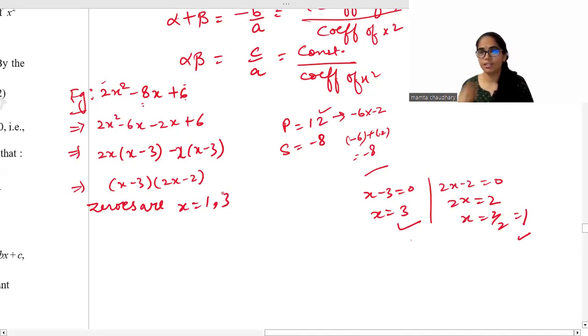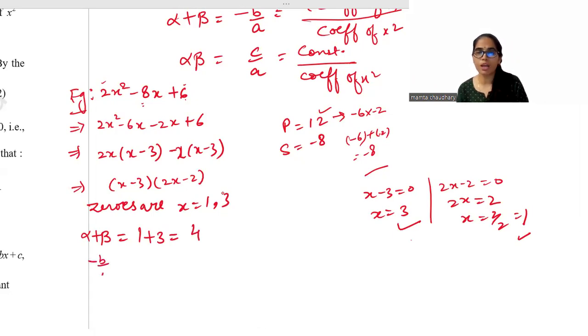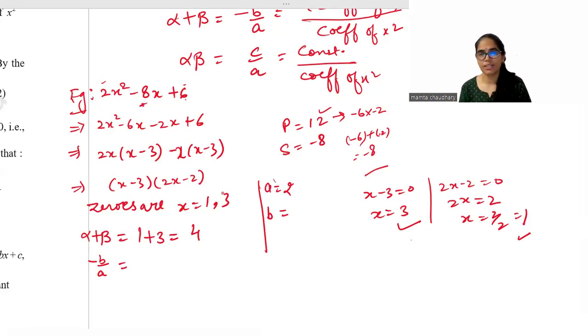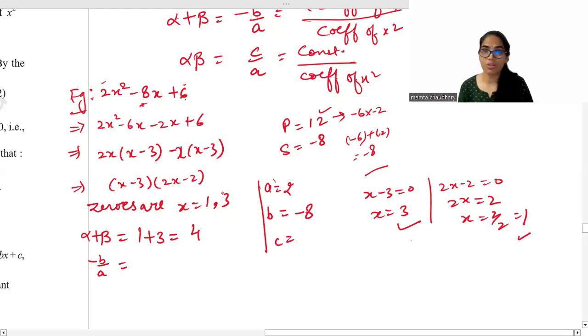Now let's verify this relation. First of all, I will write alpha plus beta, the sum of zeros, which is 4. Now I will write minus b upon a. Here I will write a, b, c. A is the coefficient of x square, which is 2. B is the coefficient of x, which is minus 8. C is the constant, which is plus 6. Now just put the values here.